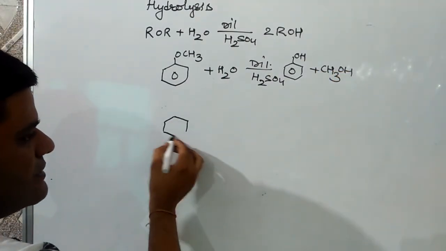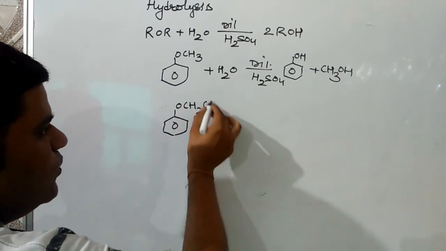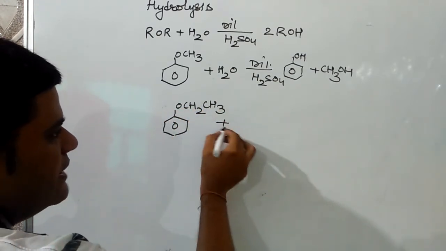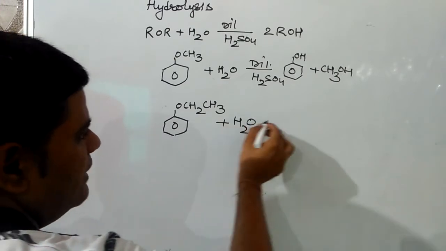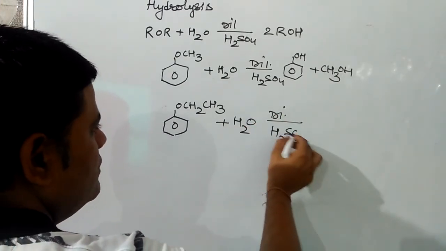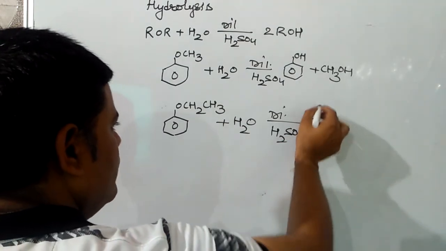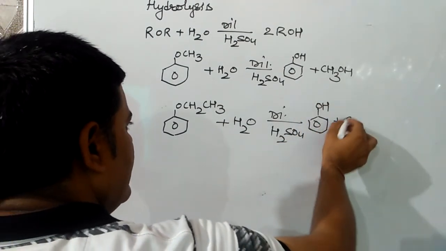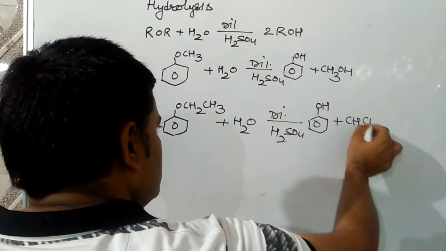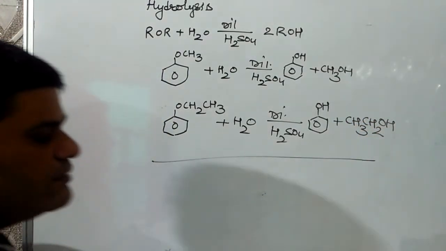Similarly, a question might be there: convert phenetole into phenol. In this case, phenetole will react with water in dilute H2SO4 to give you phenol and ethyl alcohol.